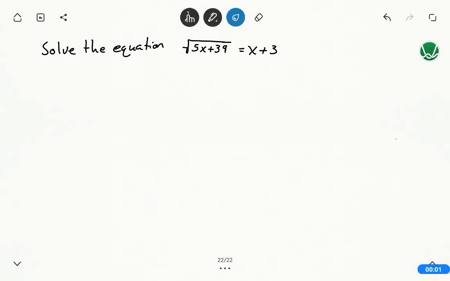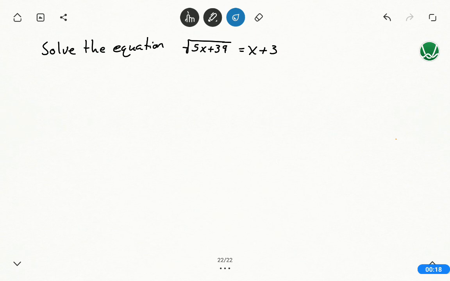Okay, so we're going to be solving the equation, the square root of the sum of 5x plus 39 is equal to x plus 3. To solve this one, notice we have one radical this time. So we're going to use the one radical approach.